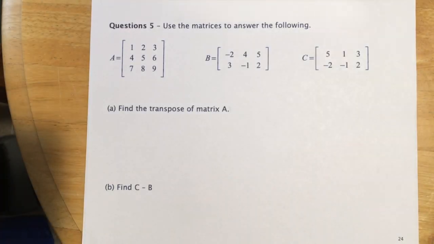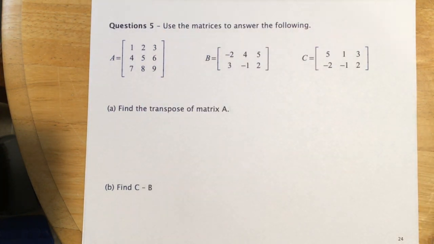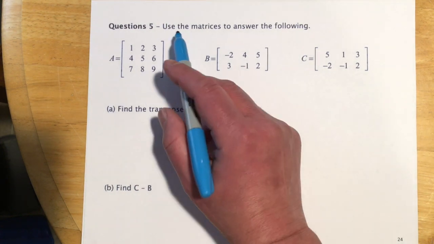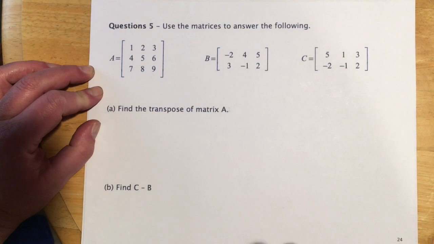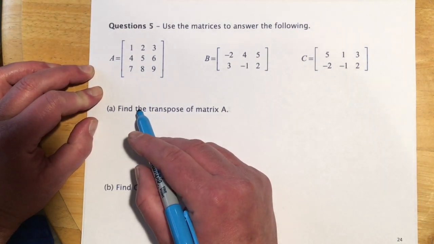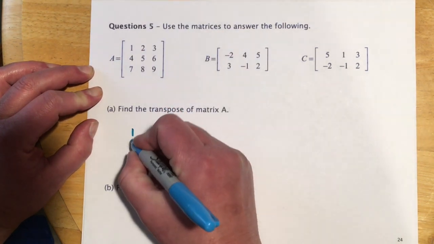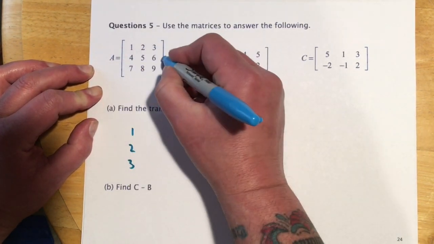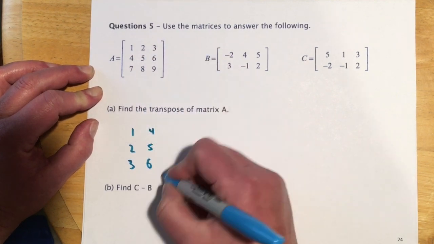Okay, so if we're in a class, this would be the question I would have you try, which is just a bunch of the stuff we just looked at. So use the matrices to answer the following, so we're using these three right here. First question is to find the transpose of A. So again, this first row becomes my first column, and the second row becomes my second column, and the third row becomes my third column.